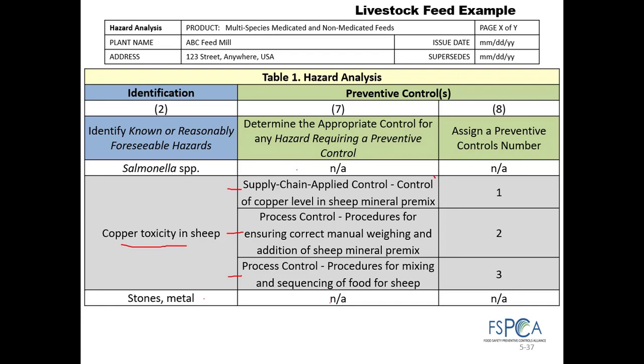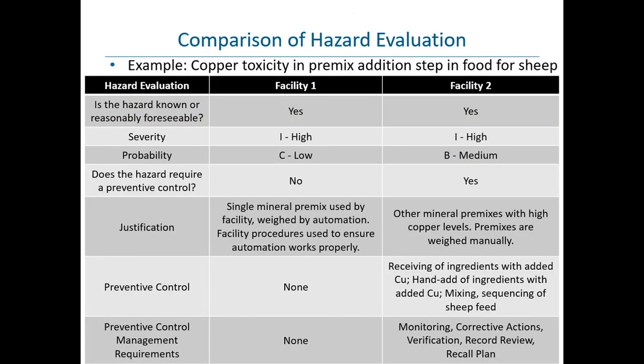Okay, so you can notice that these are just very quick descriptions. We've got the category and a quick description of what they are, and then we label them to make sure we can identify them. Okay, cool. So that is table number 1. That is a hazard analysis table for this particular company. I want to show you one example of how these different factors can change based on different aspects or different things going on in different facilities. So this is going to compare facility number 1 and facility number 2. The hazard we're looking at is copper toxicity in sheep food. So we're going to assume that both of these facilities make sheep feed.